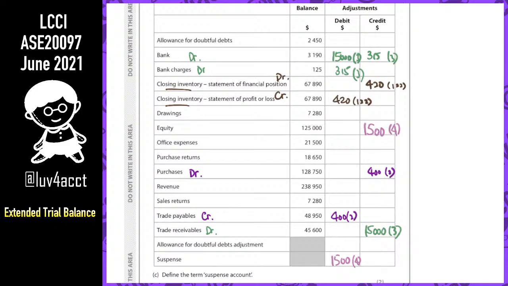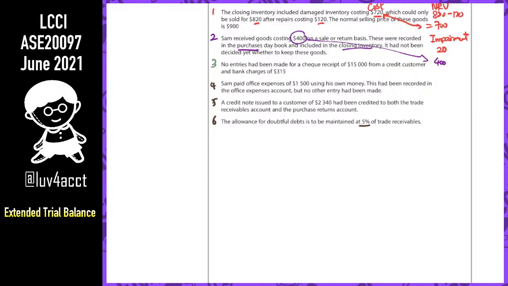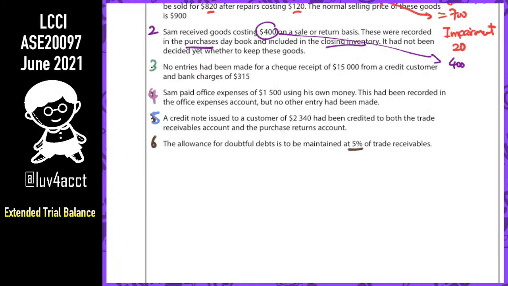Again, equity is a credit side account, so if we want to increase the amount of capital, we credit. Let us go on to item 5. Let me use blue. Item 5. Credit note issued to a customer, 2340, has been credited to both the trade receivables account and the purchase returns account.